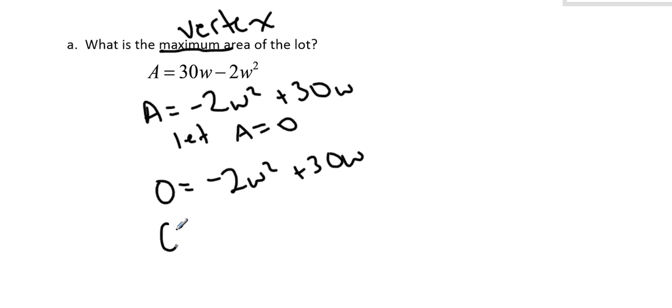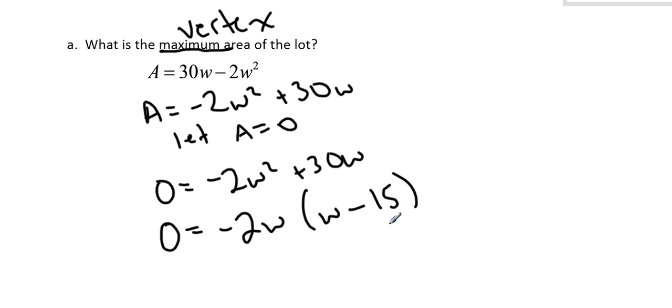So I'm going to factor. I like factoring when there's only two terms. I find it much faster, but you certainly don't have to. So factoring negative 2w leaves me with w minus 15. So again, that minus 15 number, I know a lot of you have trouble with it. What I did was I took this value, positive 30w, and I divided by my common factor. So positive 30 divided by negative 2 is negative 15.